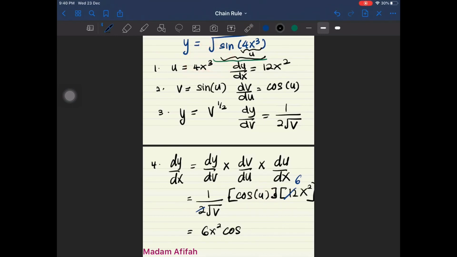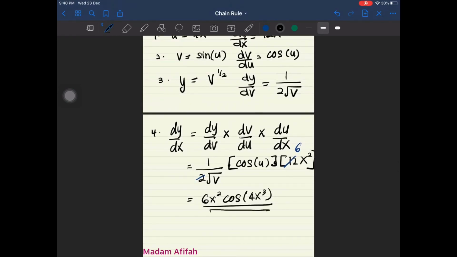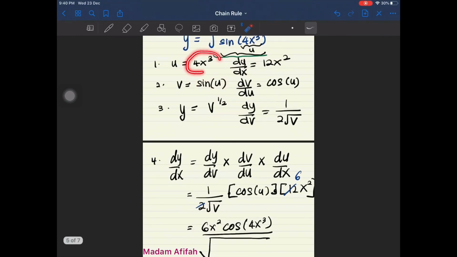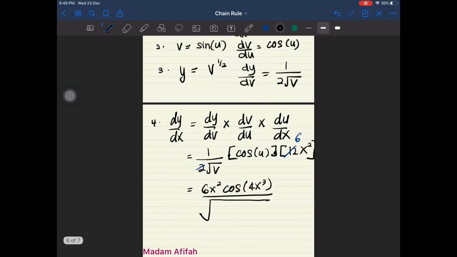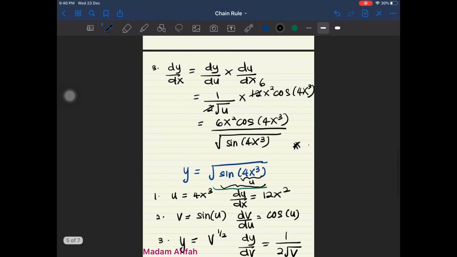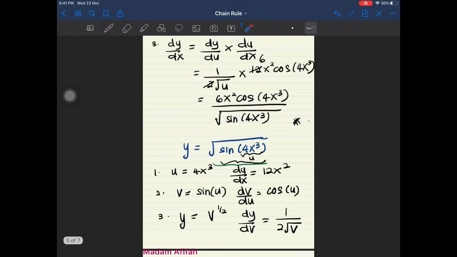So what is my u? u is equal to this one, so cos 4x cubed over square root. So what is my v? v is equal to sine u. So what is u? u is equal to 4x cubed. So therefore I will have sine 4x cubed. So as you can see, the answer is the same as the previous one.